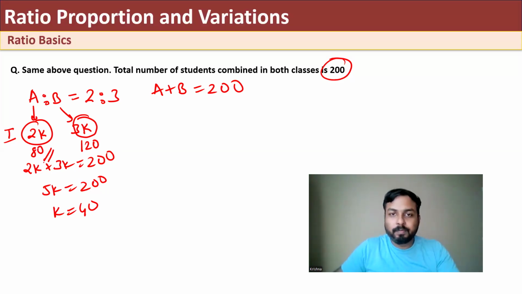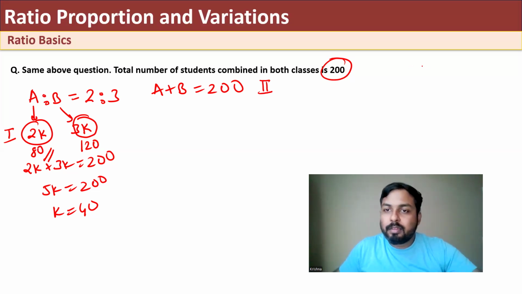120. So if you know the ratio, if you know the total strength, you can always find the individual quantities. This is one method. Okay. This is another method, Method 2. What is method 2? Before seeing method 2, I'll give you one small example or one small case here.